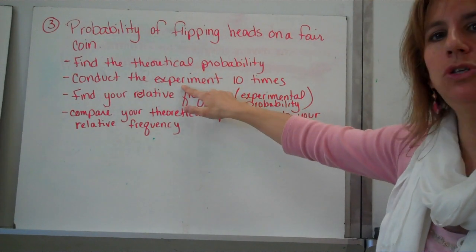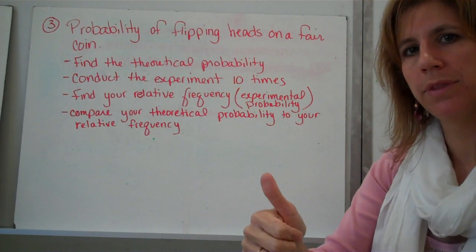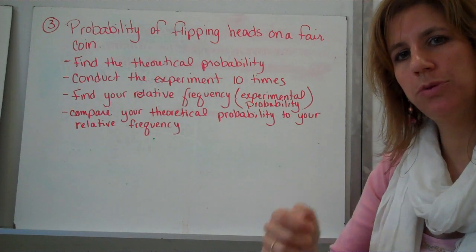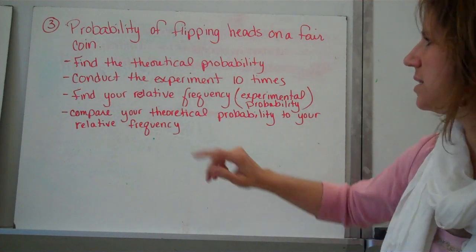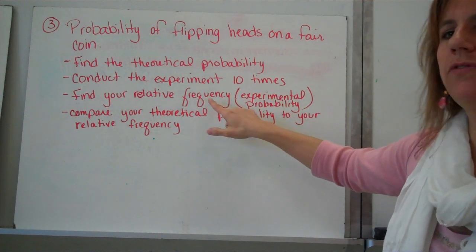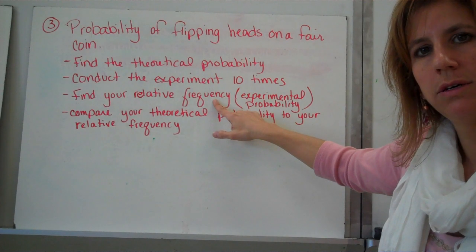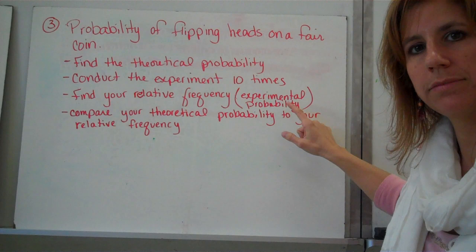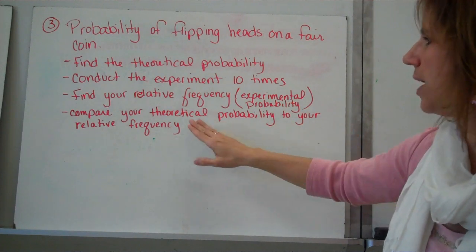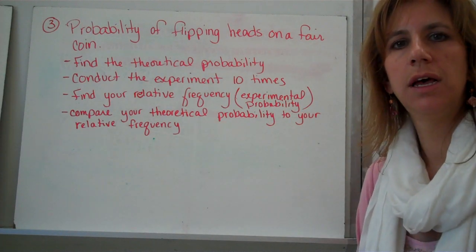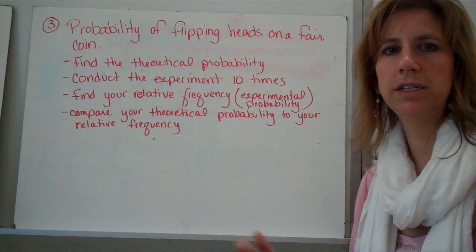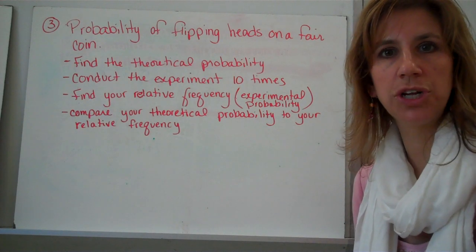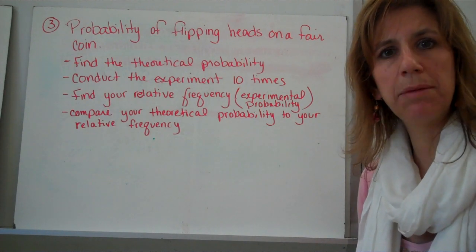Okay? I want you to actually do the experiment 10 times. Flip the coin, let it land on a flat surface, check to see what it is, and record that in your notebook. Do it again and record it 10 times. Okay? Then I want you to find your relative frequency to go along with your experiment. In other words, what's your experimental probability of getting heads? And then I want you to compare your 2 frequencies. Compare your theoretical to your relative frequency and see how you did. Did you flip heads more often than you should have, or less often, or the same amount?